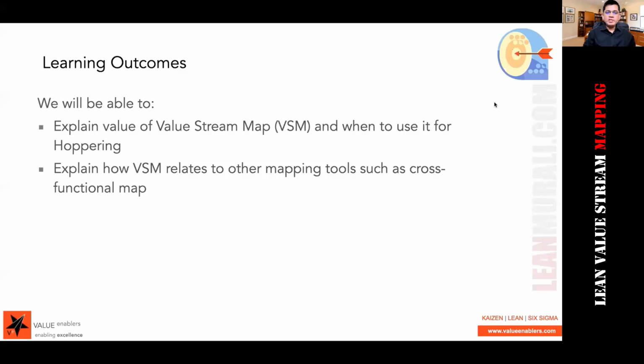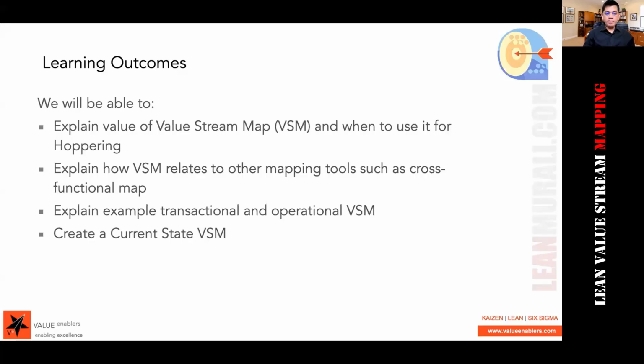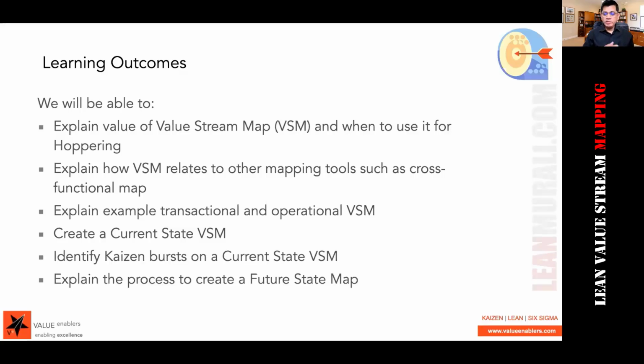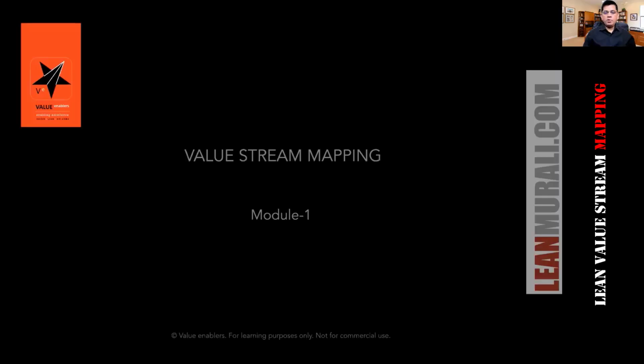So we should be able to explain how VSM relates to other mapping tools, such as cross-functional mapping. If you want to know in depth about different types of map, here we are going to talk about value stream mapping, create a current state value stream map, and identify the opportunities for improvement, which we call the Kaizen burst, and explain the process to create the future map. What we are going to cover is probably a few slides, as much as we can, and the remaining slides you can go through for continuity.